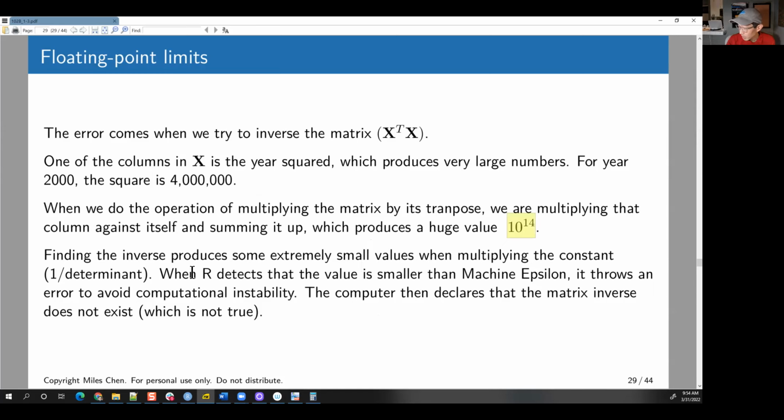And so, when you find the inverse, okay, finding the inverse of a matrix involves dividing by the determinant of the matrix. And because this number is so big, we're basically creating these tiny, tiny numbers. We're trying to divide by such a big number that the resulting number ends up being smaller than machine epsilon, right? And so we're running up against the limits of floating point arithmetic, right?